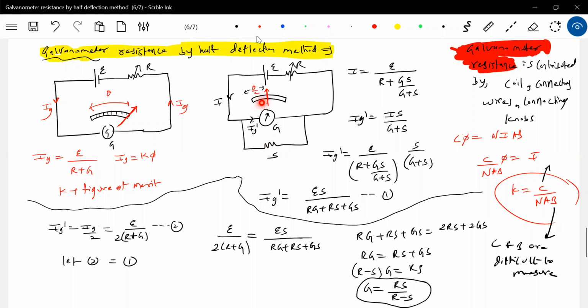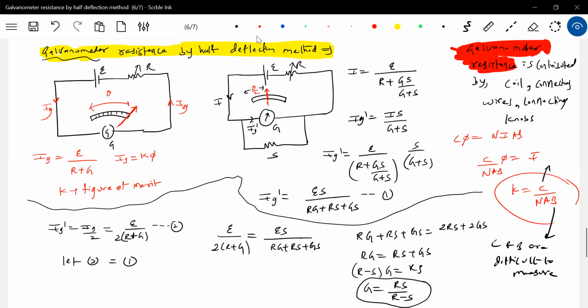Sir, why don't you measure current? Again, to measure current, some error will come. That's why we are taking this half deflection method. We can bring an ammeter. Again, if you bring an ammeter, some error will come because any measuring instrument will add some resistance. An ammeter will add resistance in this branch. Again, that has to be taken care of. So this is more advisable.